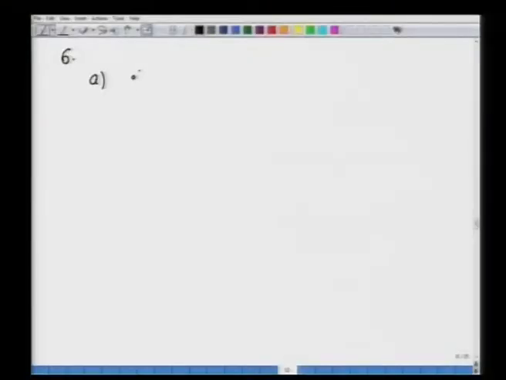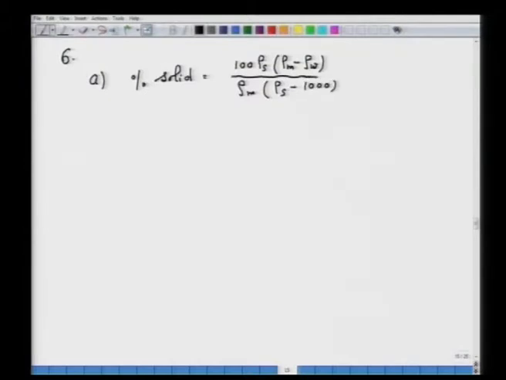So, for A part, percent solid, you recall I am writing the formula again, that is equal to 100 rho s times rho m minus rho w, divided by rho m times rho s minus 1000, where rho s is the density of the solid, rho m is the density of the slurry. This already I have given.